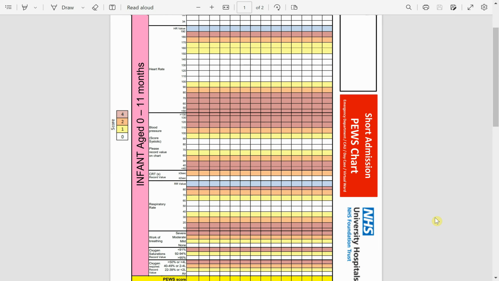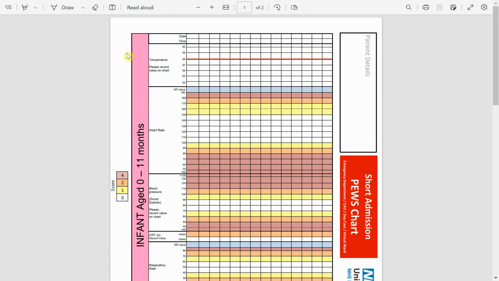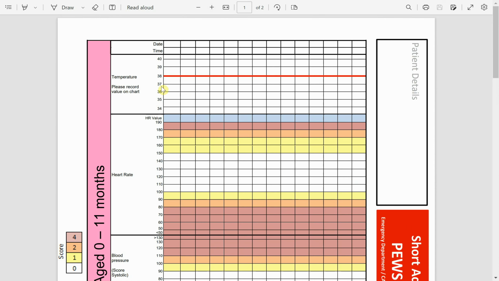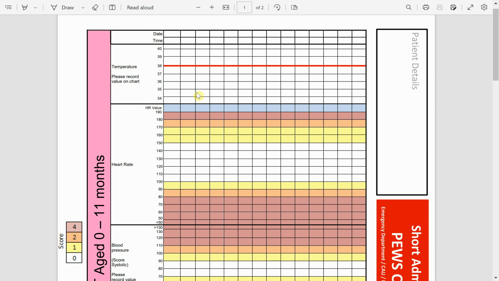We're going to work from the top down. Plotting the temperature, our patient has a temperature of 37.5. As you can see, there are no coloured zones in the temperature box. This indicates that there is no scoring criteria. So we're going to plot it midway between the 37 and the 38. Although there is a red line indicating 38, that's indicating what we would class as a high temperature for this age group. So it's something to be mindful of, but doesn't actually score anything.